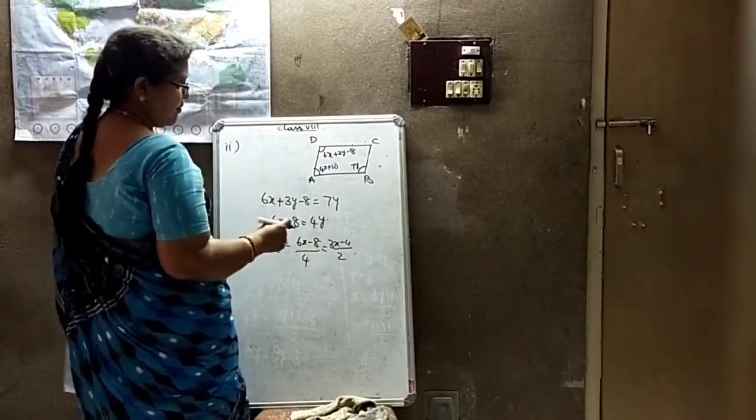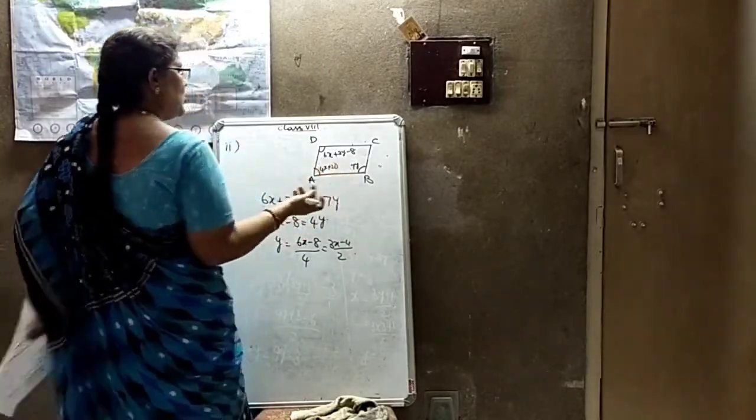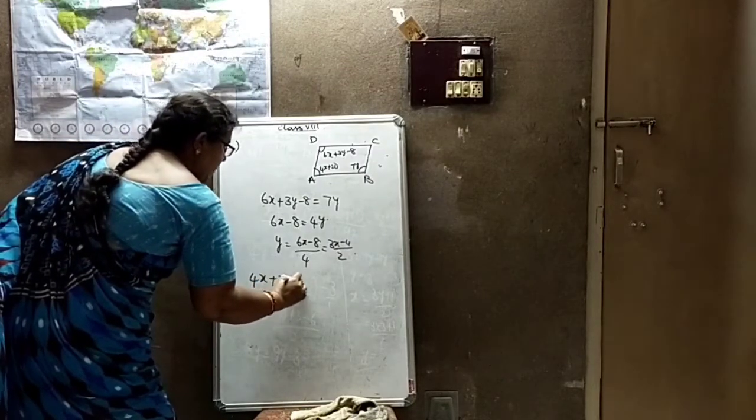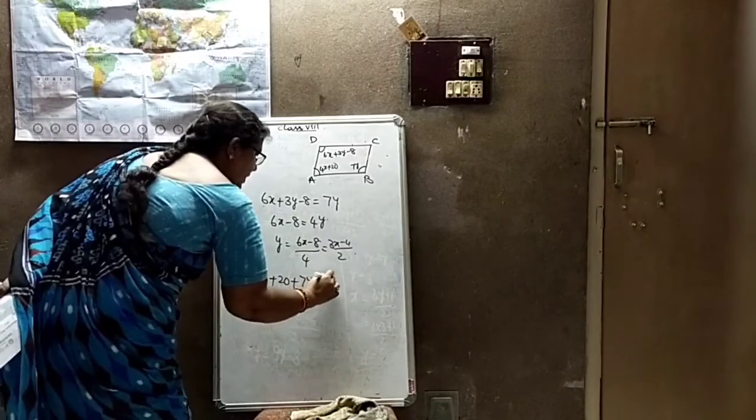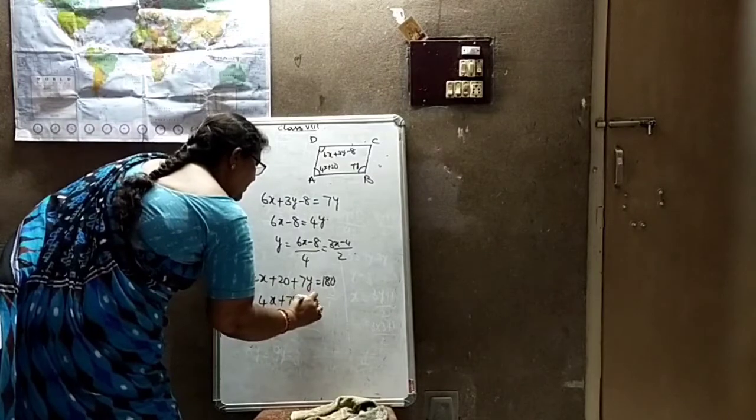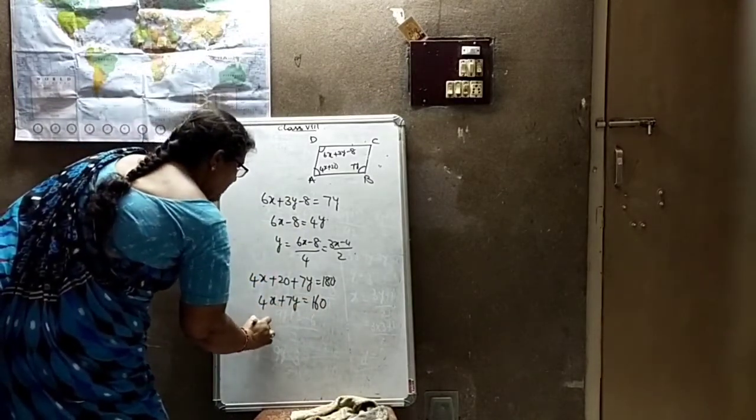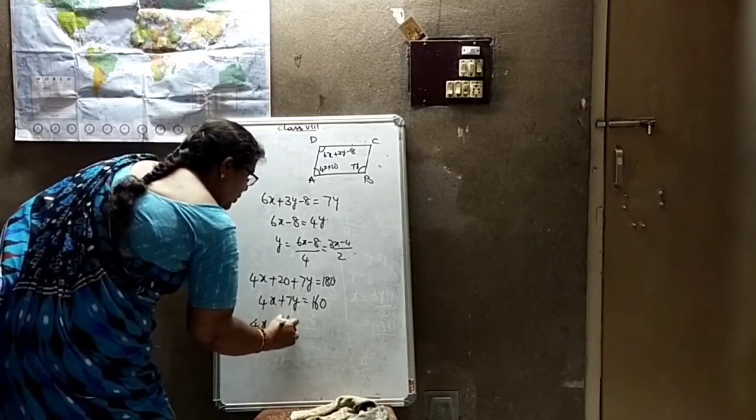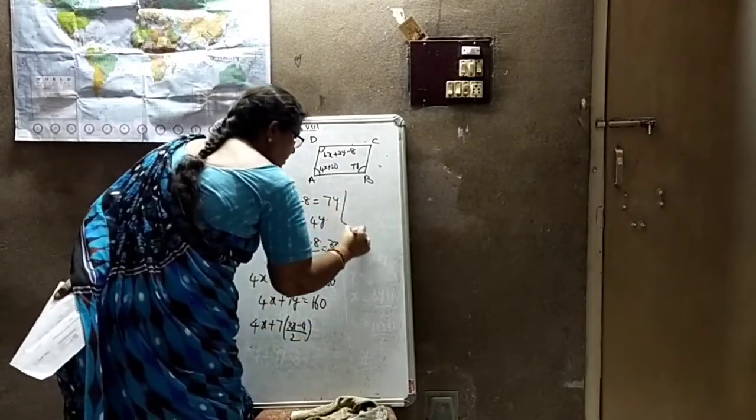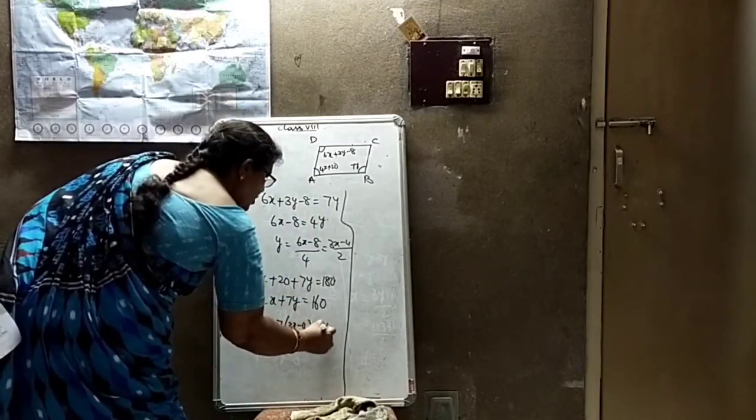Now, the other relation is not given. So what we are going to use is the sum of the co-interior angles. Add these two. 4x plus 20 plus 7y is equal to 180. So 4x plus 7y is equal to 160. What is the y value? Substitute here. 4x plus 7 into 3x minus 4 by 2 is equal to 160.